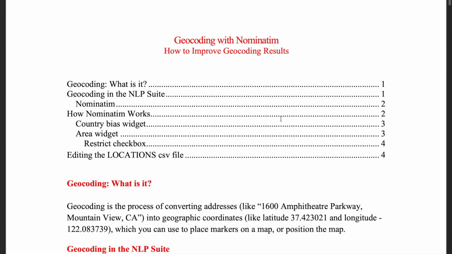And here's the tips file, which will show you some information about the country bias widget, area widget, among other things.